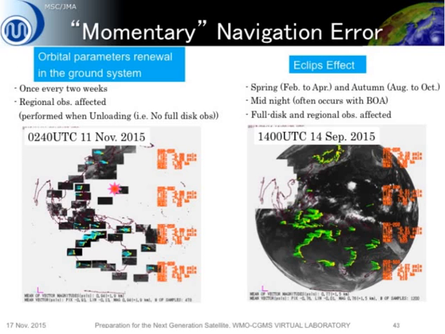And the other navigation error is due to eclipse effect. It occurs at midnight during eclipse period, and it often occurs with AHI BOA function, like left figure, like right figure. And the error magnitude of this effect is about 1 pixel, usually. And please keep in mind that the vectors in those figures are exaggerated to be looked at well. Actual magnitude of the vector is within several kilometers, as I mentioned.